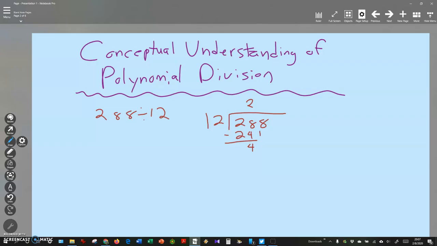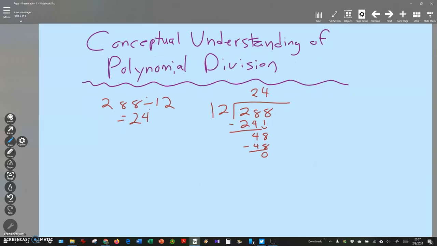We bring that 8 down, because we want to continue going, and we have 48, which is really 48 ones, and we ask the question again, how many 12s go into 48? And that would be, we need 4 ones of that to go into 48. So we put that there, we subtract down, and we see we have a 0 remainder. So the quotient of 288 divided by 12 is 24.